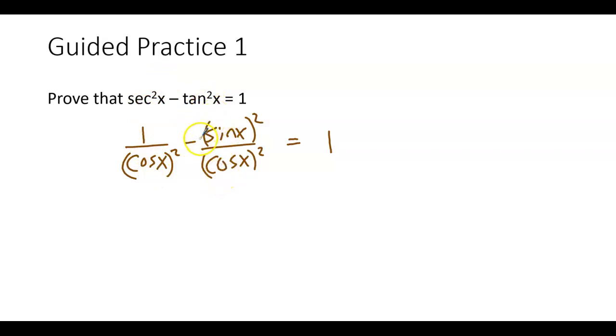Now, the next step is to get a common denominator here and combine these together. Now, guess what? They've already got a common denominator. So go ahead and put those together into one fraction, and we'll show you the next step. Pause the video here. When you unpause it, I'll have the answer.